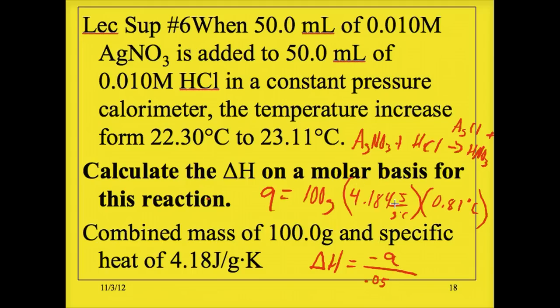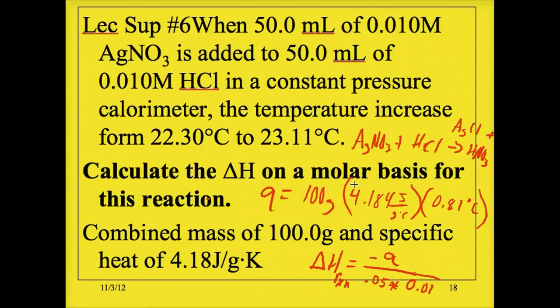So I find my Q of the water. My ΔH for the reaction is actually going to be the overall Q divided by however many moles I have. I'm dealing with 1 mole in the reaction, so I'm just going to find out how many moles I actually have right now. And I have my 50 mLs, which is 0.05 L, times my molarity, which is 0.01.